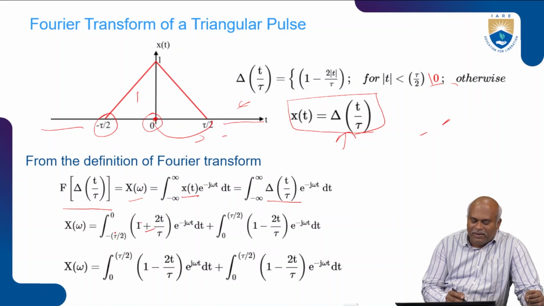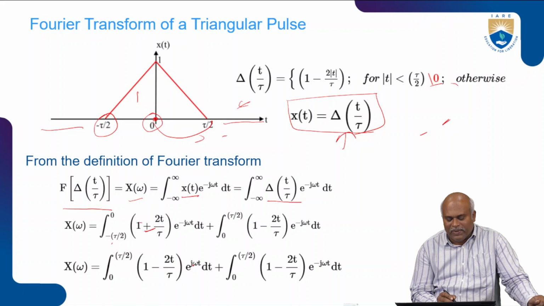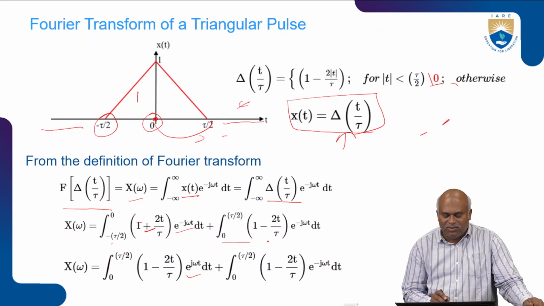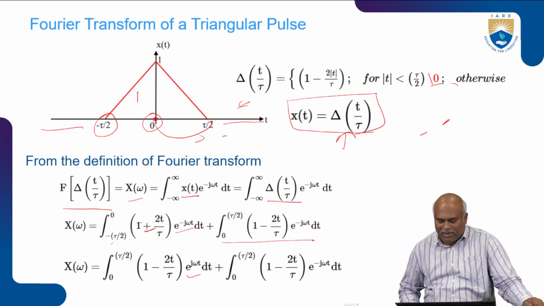That is, I will change bottom to top, top to bottom. Then automatically what will happen? This minus 1 plus is going to change to 1 minus 2t divided by tau. Here the e power minus j omega is converted to e power plus j omega. Then there is no problem here. We should write the same as that one.